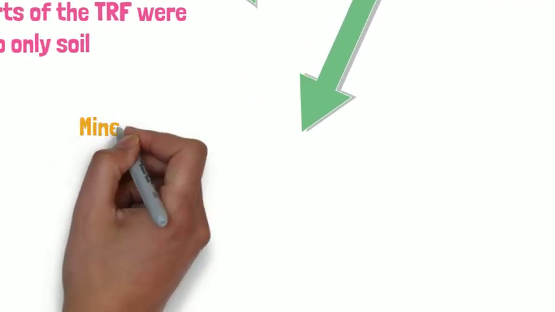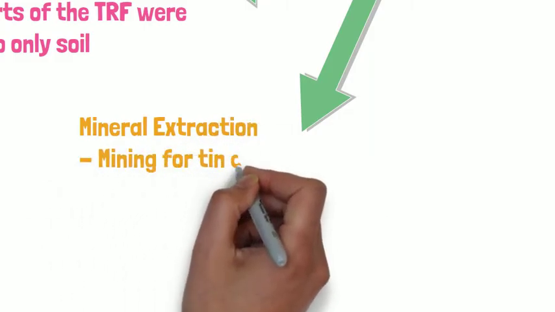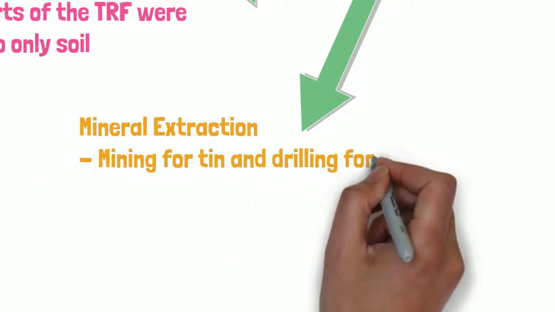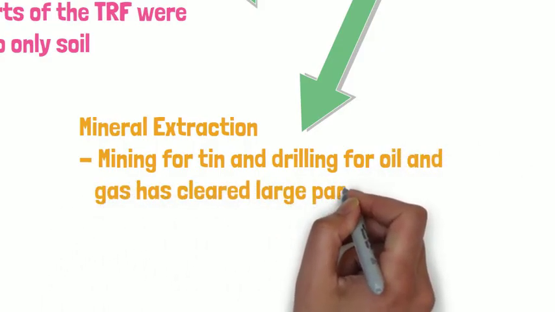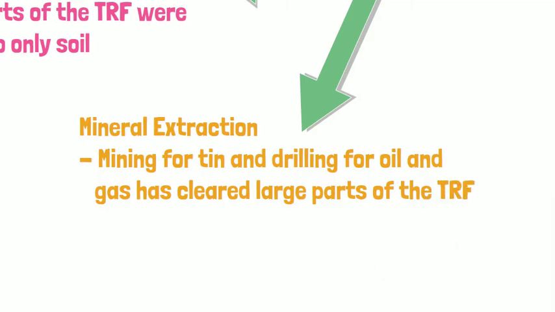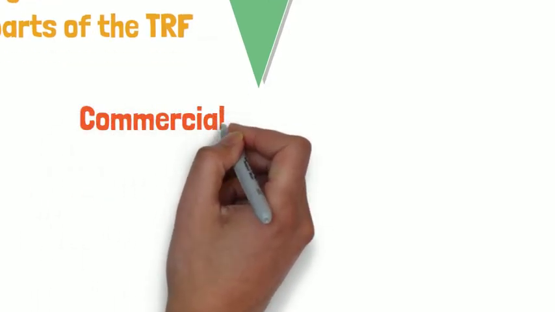Our second reason is looking at mineral extraction. So mining within the tropical rainforest for tin and drilling for fossil fuels such as oil and gas has caused large parts of the rainforest to be completely cleared as well. And obviously they can be exported for quite a large profit.